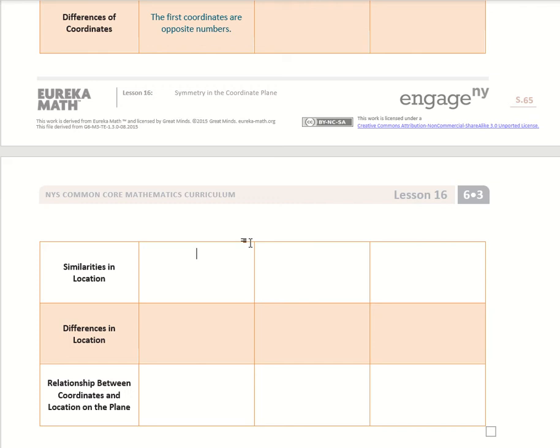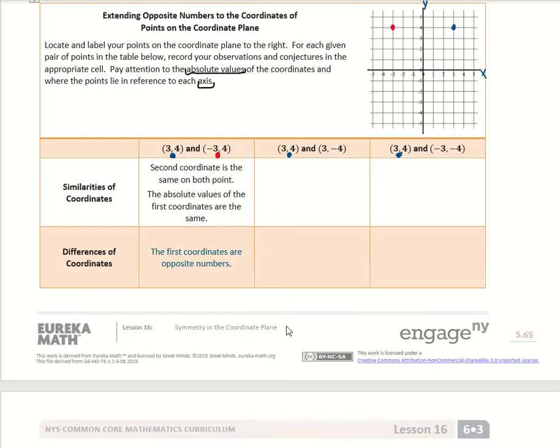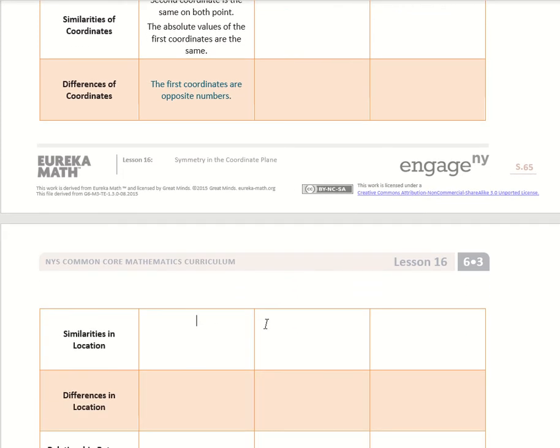So we can now talk about their location, where these points are. What's similar about where they are? If I want to talk about how far they are in reference to each axis, how far are they from the x-axis? This blue point is 1, 2, 3, 4 away from the x-axis. This red point is 1, 2, 3, 4 away from the x-axis. And they're both going in the same direction. They're both above the x-axis.